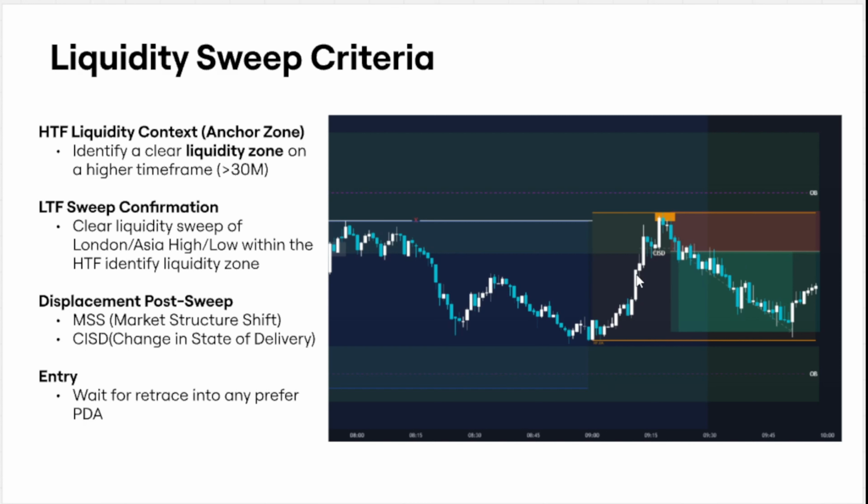The only thing we'll focus on for today's example is just leveraging the Asia and London building range, and by that we can identify the liquidity sweep. And once the liquidity sweep happens, we look for displacement and look for entry. So we keep it simple.